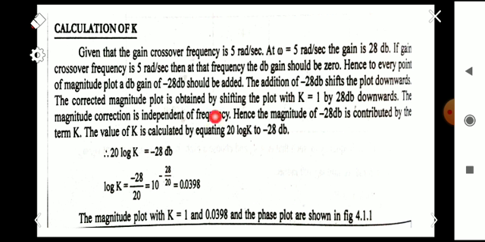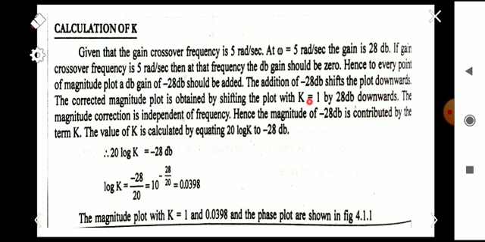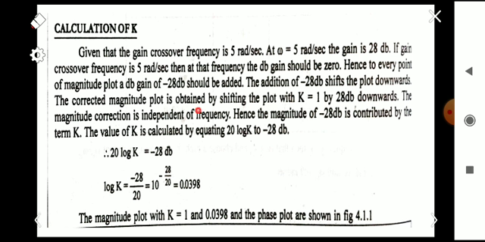Here you can read that given that the gain crossover frequency is 5 radian per second, at omega equal to 5 radian per second the gain is 28 decibel. If the gain crossover frequency is 5 radian per second, then at that frequency the decibel gain should be 0. Hence to every point of the magnitude plot a gain of minus 28 decibel should be added, that is, we are reducing the gain by 28. The addition of minus 28 decibel shifts the plot downwards. The corrected magnitude plot is obtained by shifting the plot with k equal to 1 by 28 decibel downward.